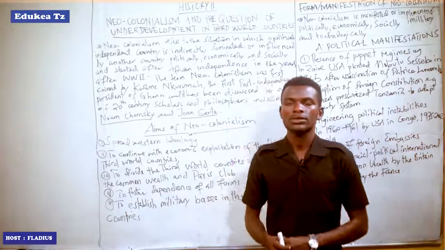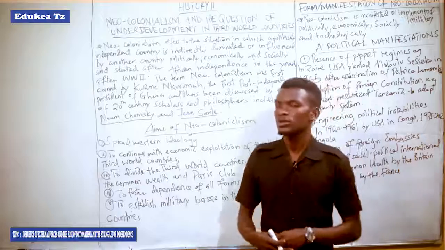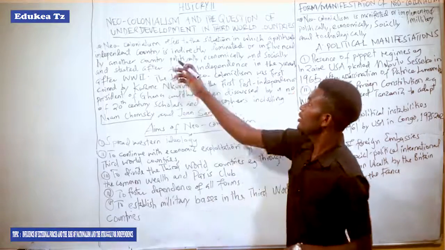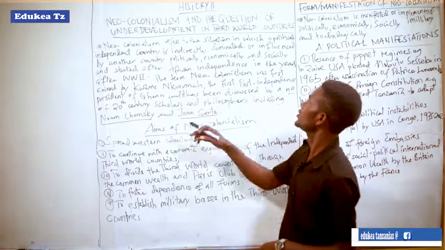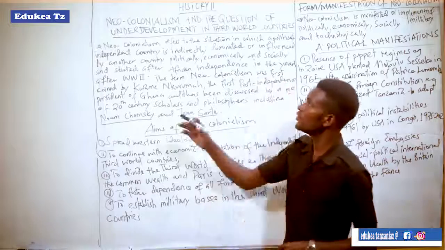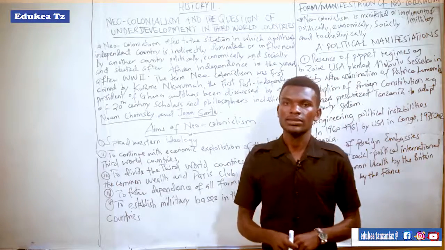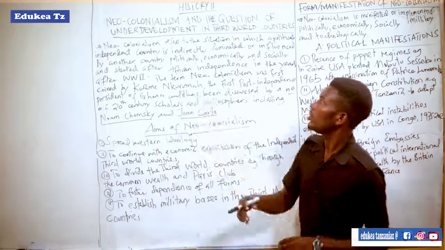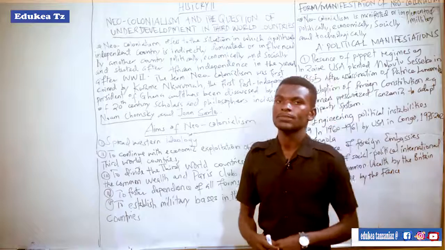So welcome in this session to proceed with the new topic, which is known as neocolonialism and the question of underdevelopment in third-world countries. This is the last topic in History 2, advanced level, in Form 6, so let us start it.